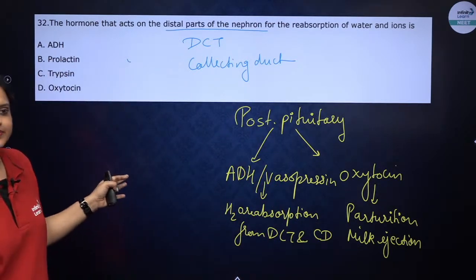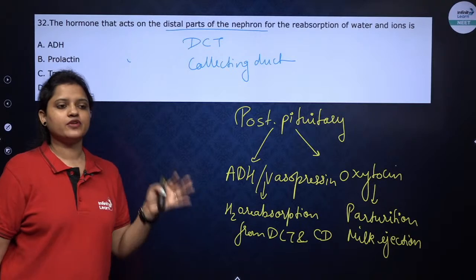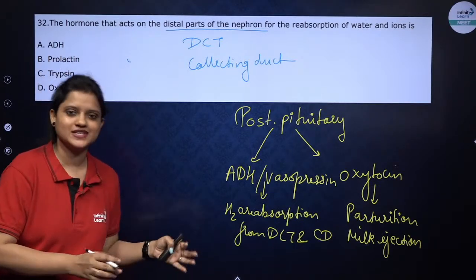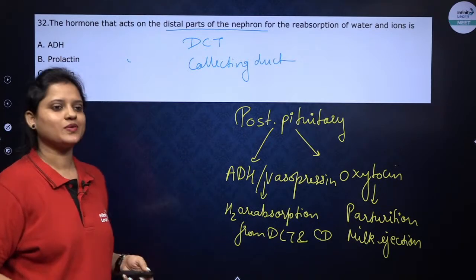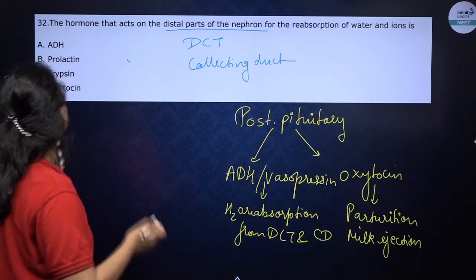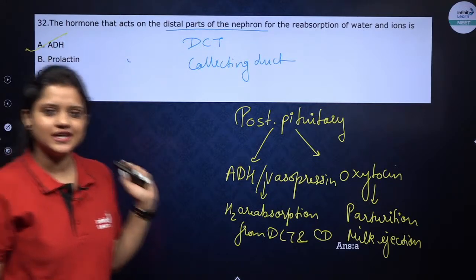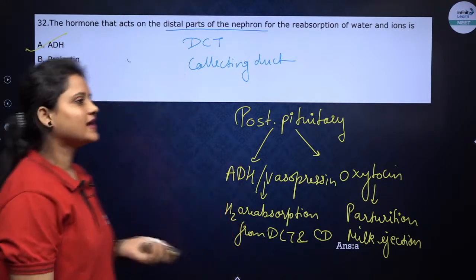Written everyone. Does oxytocin help in release of estrogen? No, together with estrogen and oxytocin there will be parturition. Okay, so the correct option here will be ADH. Right everyone, correct option is A. Let's move on to our next question.